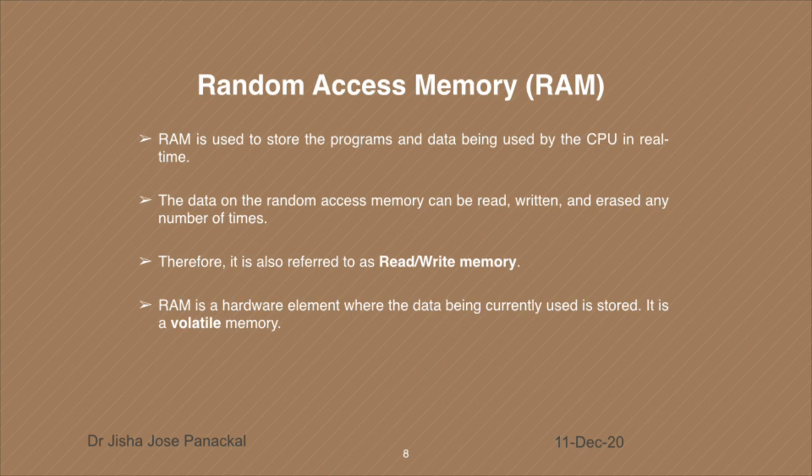RAM is used to store the programs and data being used by the CPU in real time. That means the CPU has to access the RAM for smooth processing, and all the data and instructions to be accessed by the CPU should be contained within the random access memory. It is also known as read-write memory. It is known as volatile memory. Volatile means when the power is off, the contents of the RAM will be erased. So only during processing will the RAM contain the information.